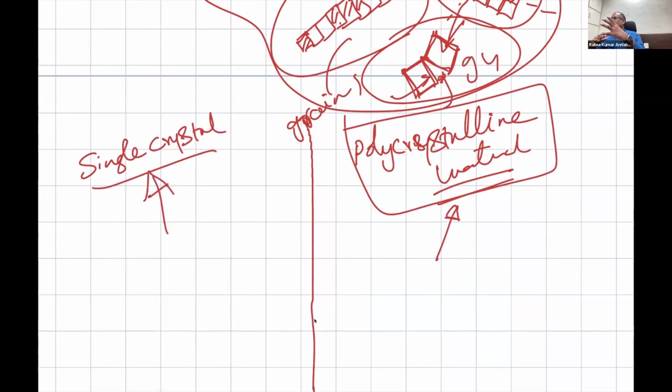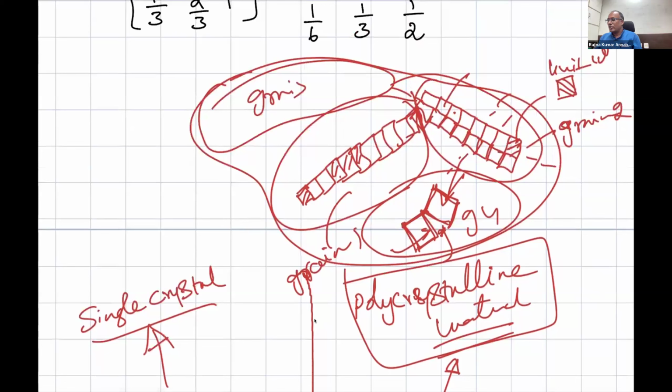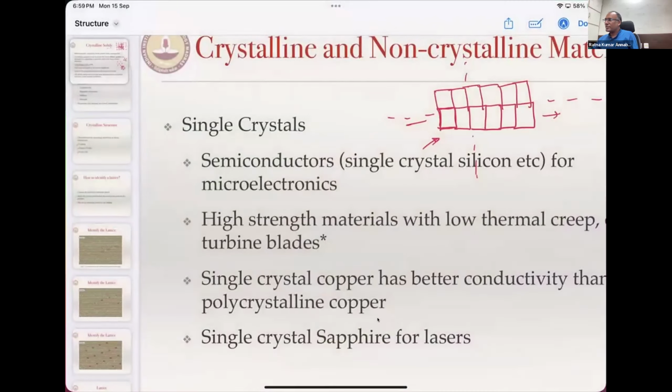In that particular crystal, all the unit cells are oriented in a specific direction. There is no incompatibility when these unit cells meet. If you come from two different directions, the unit cells will not see any incompatibility anywhere they meet. Whereas in a polycrystalline material, wherever the unit cell orientations are differing, then they will see an incompatibility. And that is the primary difference between a single crystal material and a polycrystalline material.